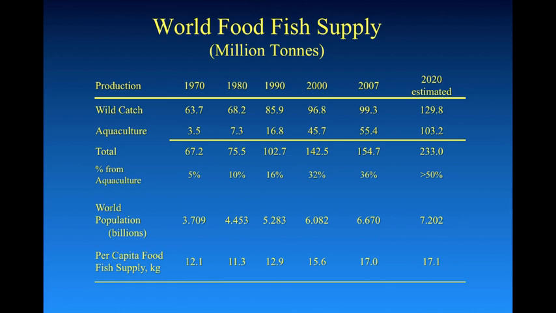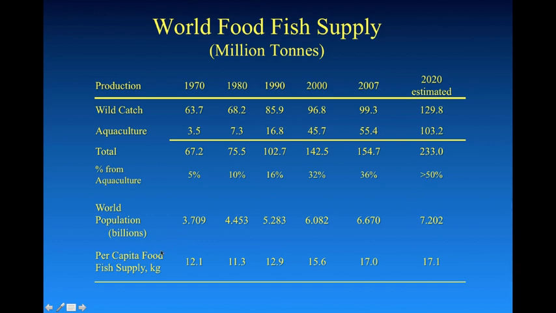Here shows you these supplies, what was happening. So the wild catch, you get different numbers here, but it's somewhere around 100 million metric tons, 90 million metric tons, and with good management, we think we might be higher, but this is probably an overestimate. Aquaculture keeps going up. And our percentage is above 50% at this point.